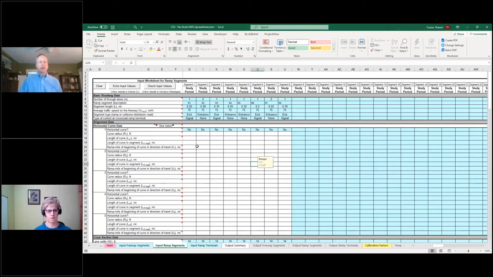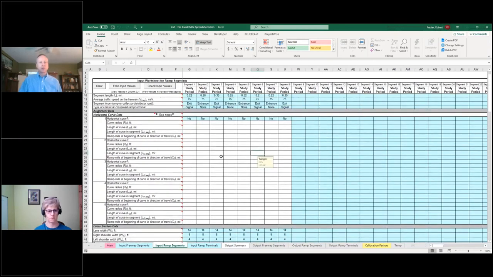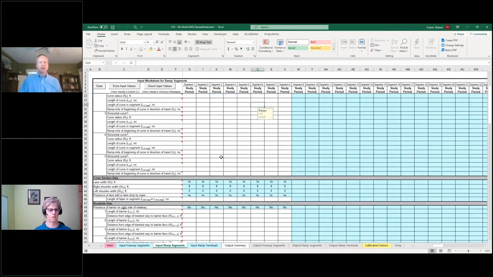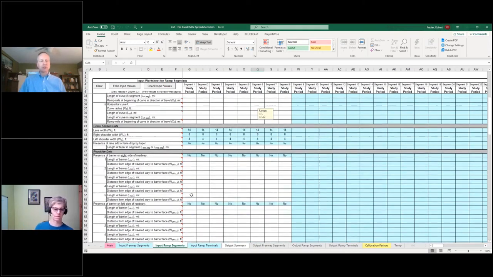And then we've got information about the ramps. We assume straight ramps, no horizontal curves, although that can go in there. And then the cross-section data. So it's lane width, shoulder width, presence or absence, presence of lane add or lane drop by taper. There's a lot of information that really has an impact on safety that goes into these spreadsheets.